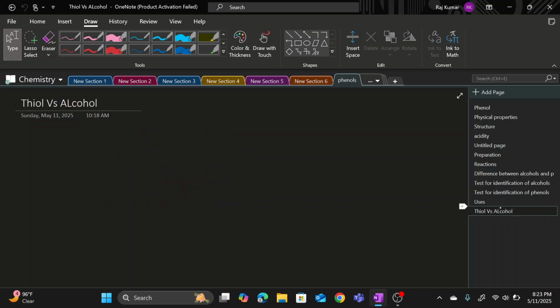Now when it comes to thiol versus alcohol, we have completed phenols, and now it is important to understand an analog of alcohol, which is known as the thiol group. This is a thiol group.